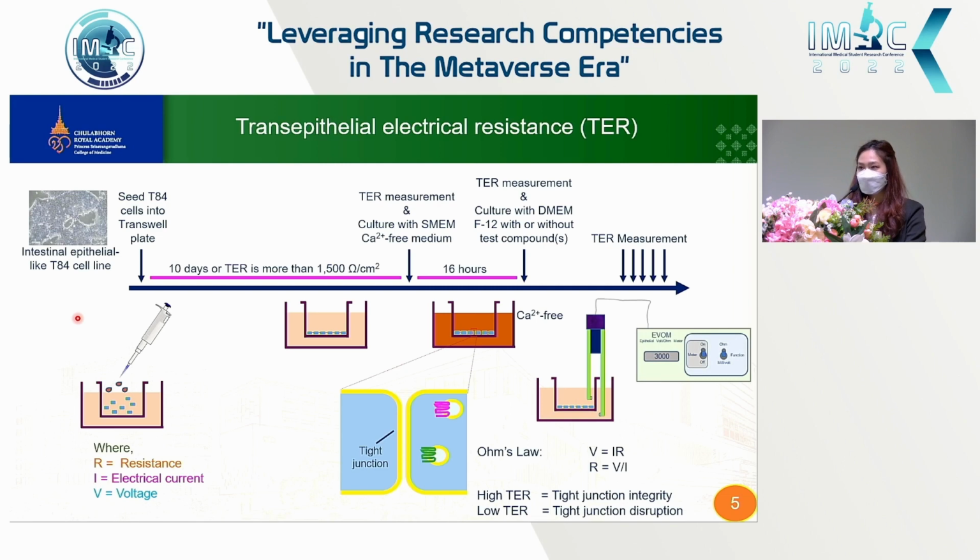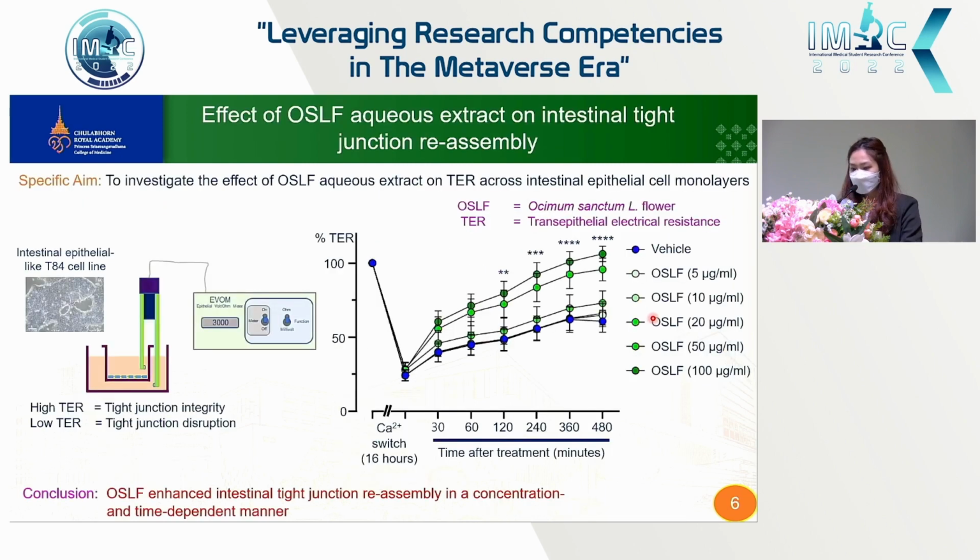Consider cells aligned as a long sheet, with tight junctions between each cell that prevent electrolytes or current from passing through. Therefore, tight junction acts as the resistor of the cell. So a high TER indicates good tight junction integrity, whereas a low TER indicates poor tight junction integrity. Our investigation shows that OS-LF increased TER in a time- and dose-dependent manner.